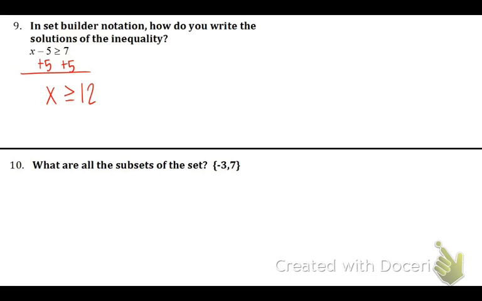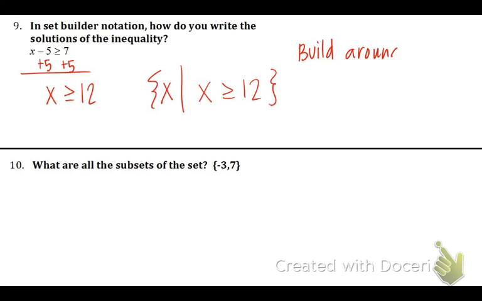Well, if you can remember when we talked about set builder notation, I told you what you need to do is build around the answer. So you're going to take the answer and put some brackets around it or braces, bring down the x, and bring down a vertical line. So what that says is x such that x is greater than or equal to 12. That is the answer in set builder notation. So again, build around the inequality.